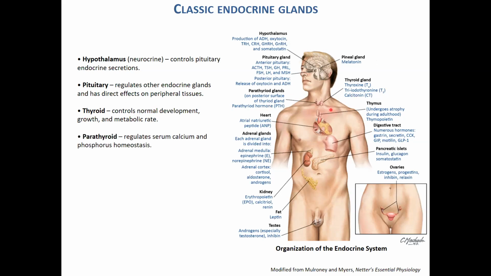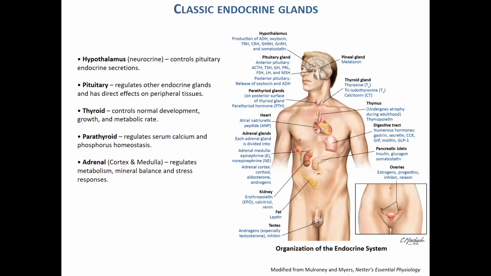On the back side of the thyroid gland, you have the parathyroid gland. It makes parathyroid hormone. The parathyroid hormone is involved in serum calcium and phosphorus metabolism. And we're going to talk about that next week when we cover the parathyroid gland.